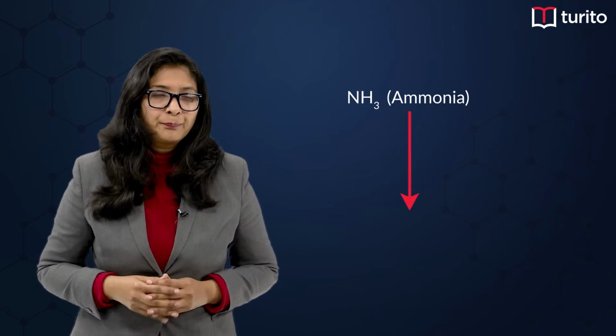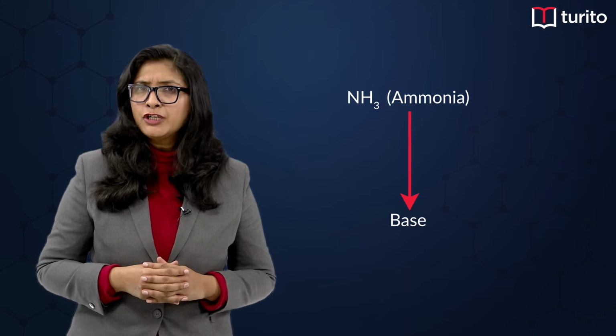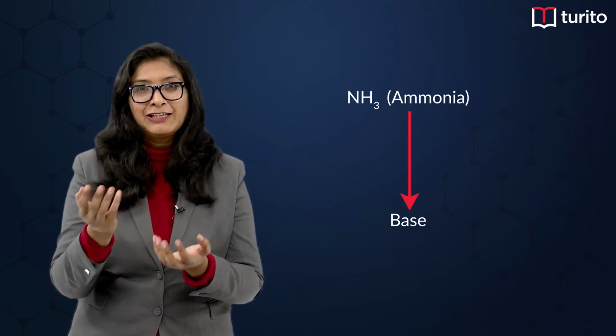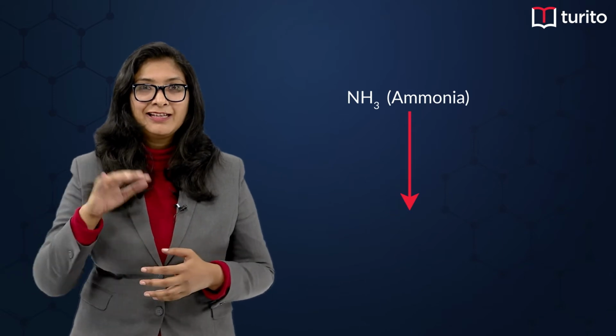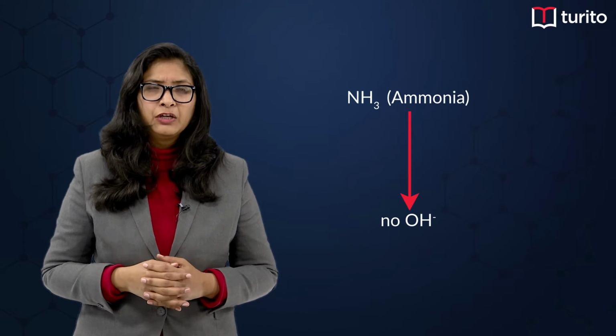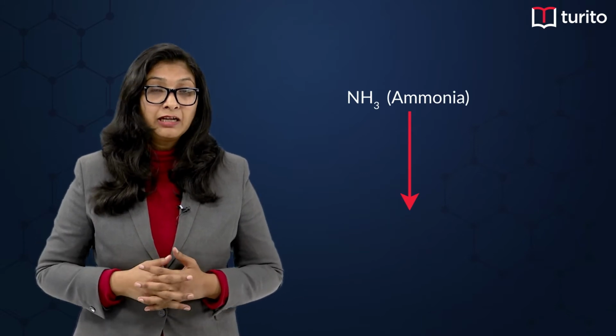But do you know about ammonia? It is a base, correct? But is it giving any OH minus? First of all, it should have OH minus in order to give it, right? So NH3, there is no OH minus. So how can it give? So how to explain that it is a base? For that, we will see Lowry-Bronsted theory.